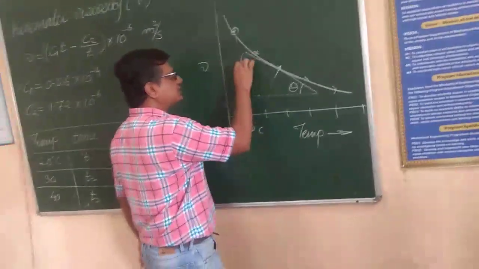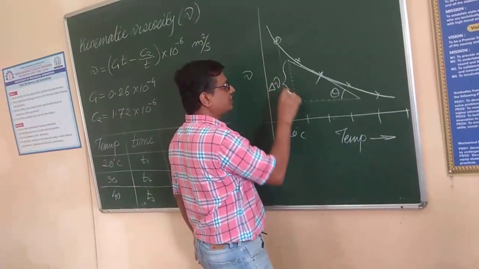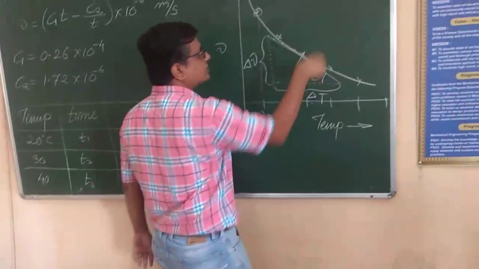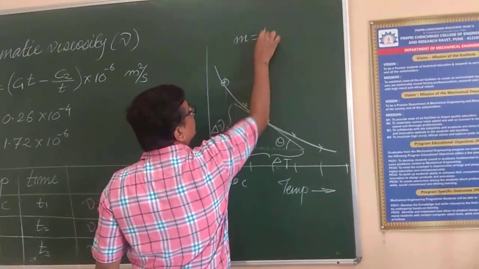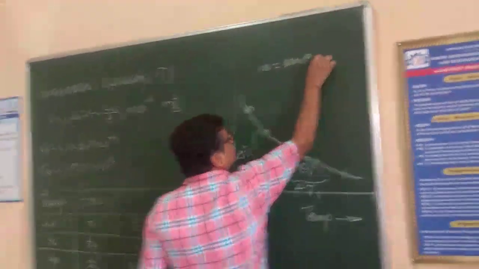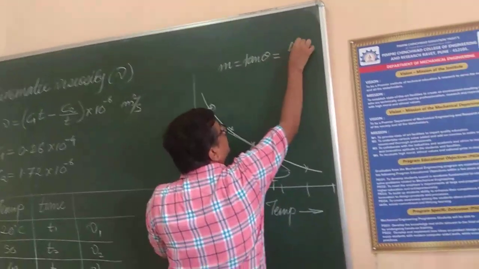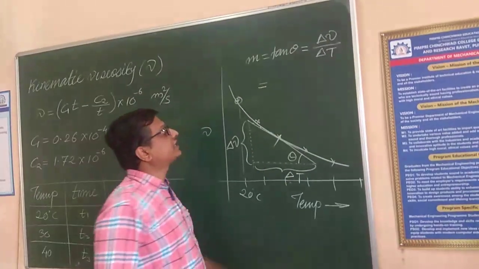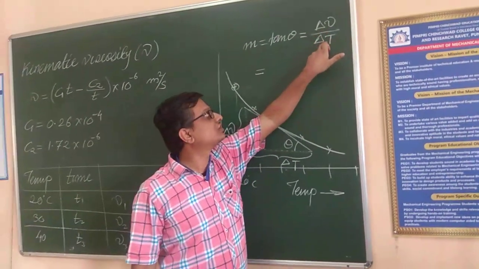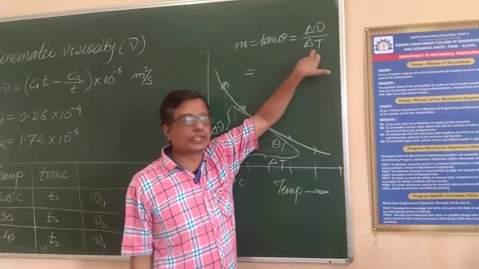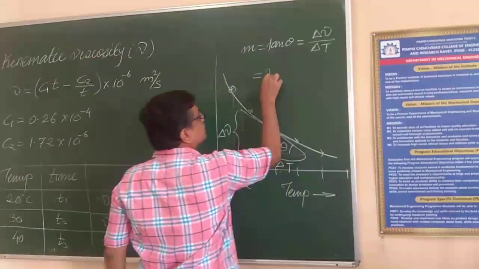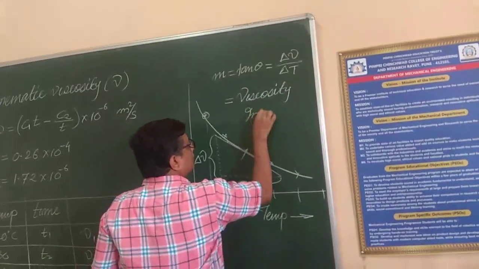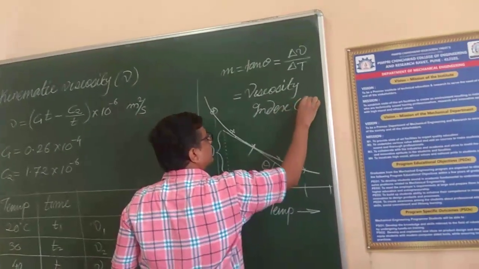So this is nothing but the change in kinematic viscosity, and this is nothing but the change in temperature, delta T. If I take the slope of this curve, the slope m will be equal to tan theta, and tan theta will be equal to delta nu divided by delta T, where delta nu by delta T is nothing but the change in the viscosity with respect to the change in temperature of the oil, or whatever that fluid is. So this is nothing but the viscosity index, abbreviated as VI.